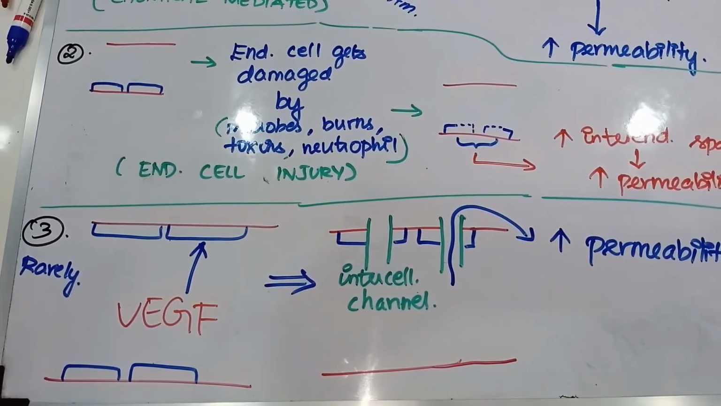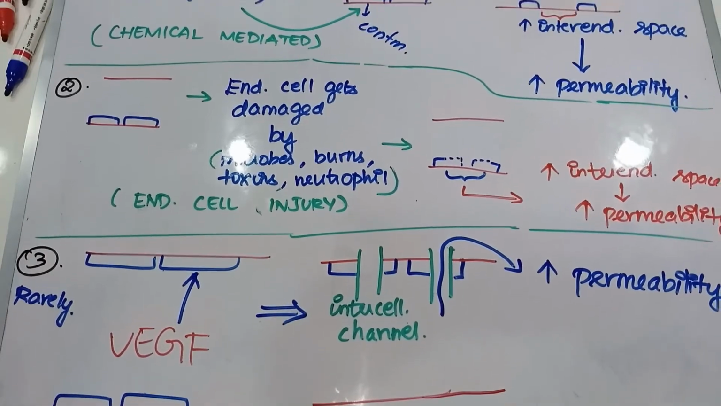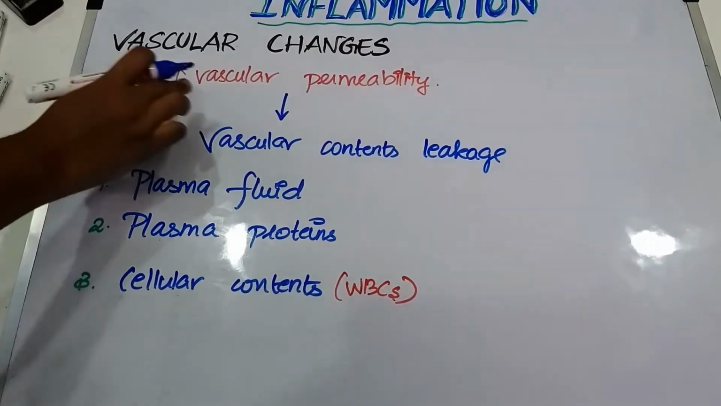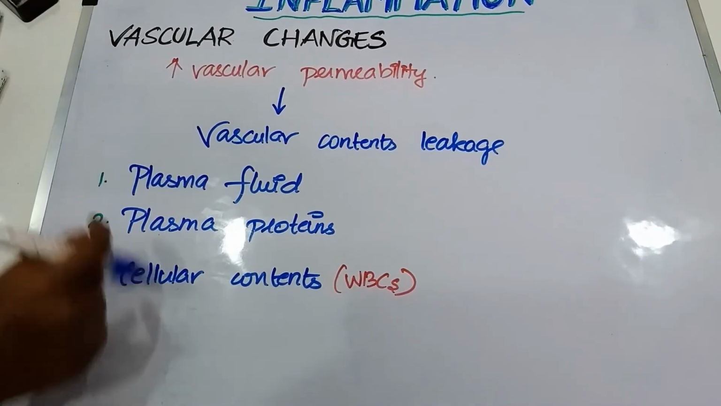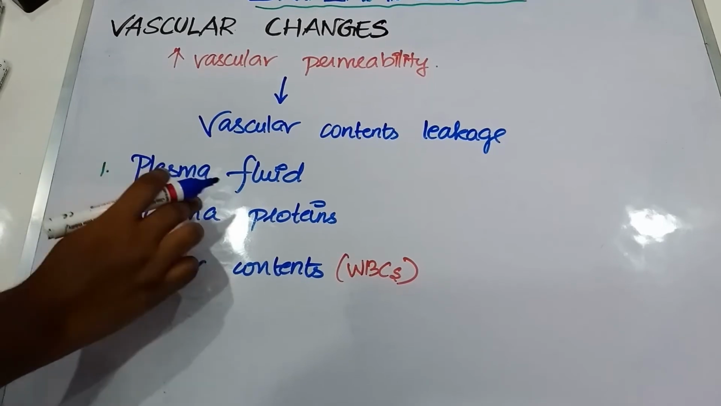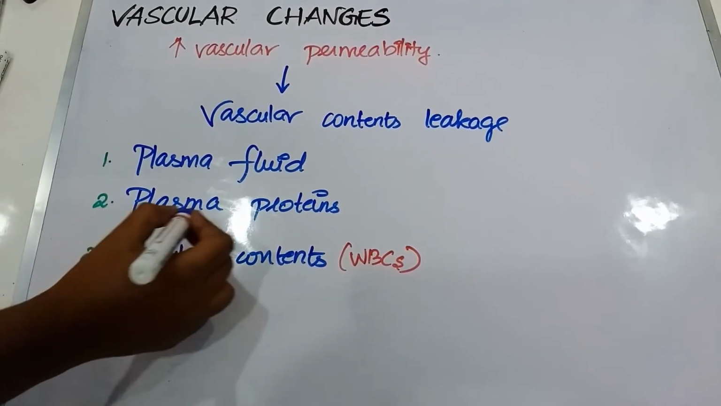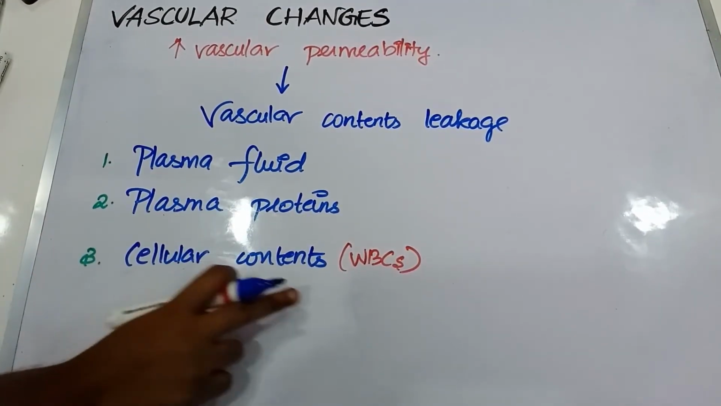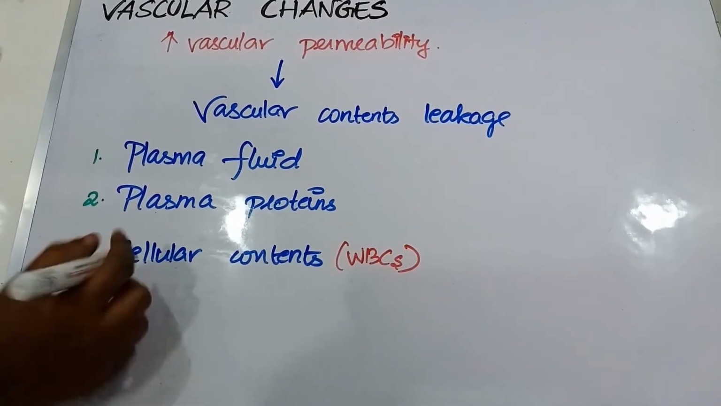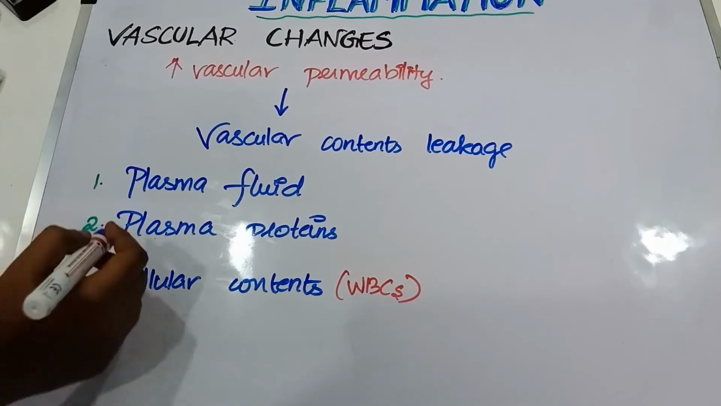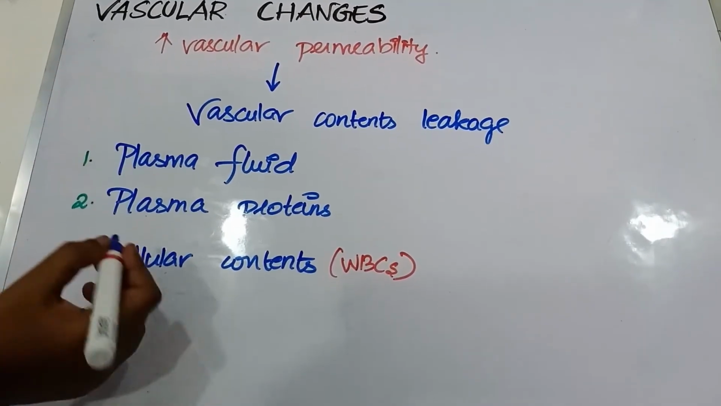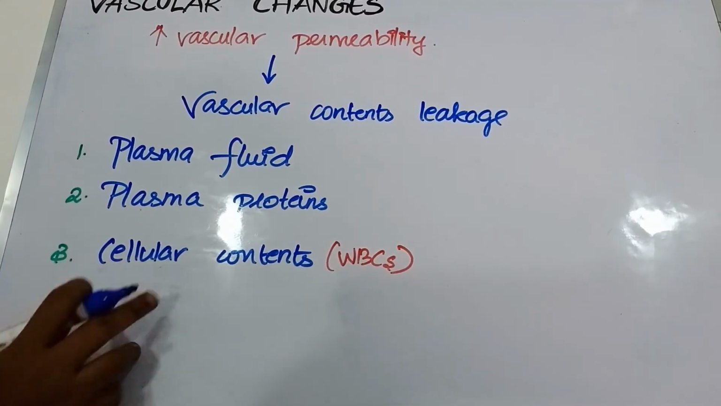So we'll see about the result of vascular permeability. Due to increased vascular permeability, the vascular contents leak. What are the contents? Mainly the plasma fluid leaks, along with that plasma proteins also leak, and the WBCs also leak. If there is a normal interendothelial space, these two cannot leak, but in case of increased interendothelial space, it causes the plasma proteins and the WBCs to leak.